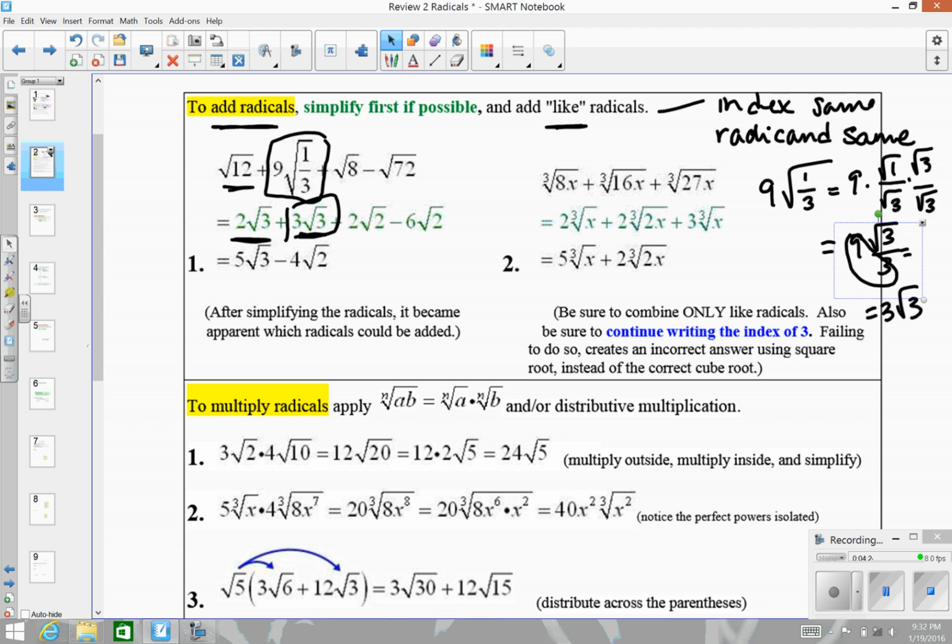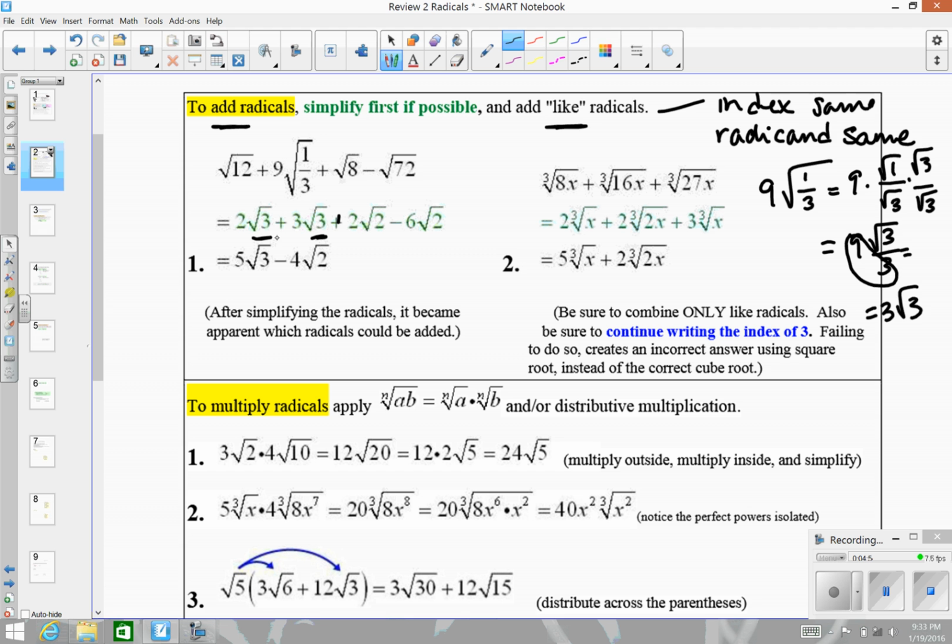So if I continue on, and I'm assuming that these are all simplified correctly, I'm looking for like radicals. Let's see if I can erase this here so that we can see a little bit better. I'm looking for like radicals. That means the index is the same and the radicand, the number under the radical sign, is the same. This first one, radical 3, that's a like term to this radical 3, so I can combine them.